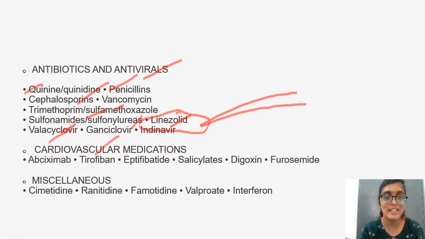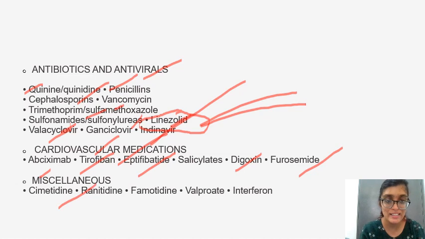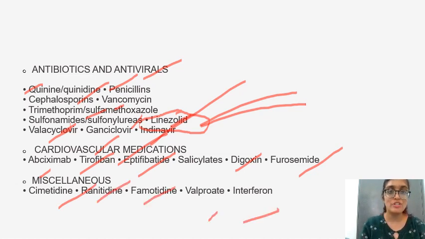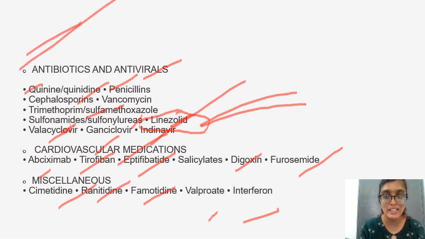Valacyclovir, ganciclovir, indinavir, cardiovascular medications like apixaban, tirofiban, eptifibatide, salicylates, digoxin, and furosemide. Miscellaneous like cimetidine, ranitidine, famotidine, valproate, and interferon. So this slide is something you're supposed to revise just one day or the day before the exam because it's very volatile and it's very important. If you see this, you will remember.